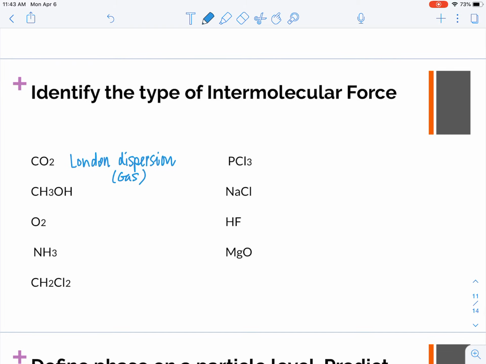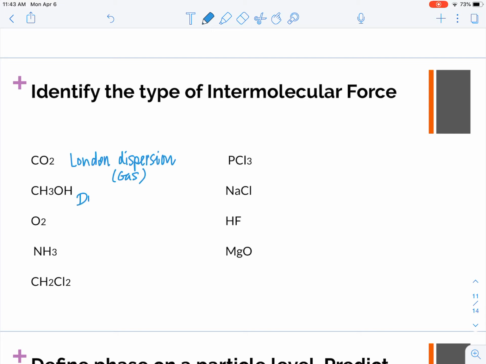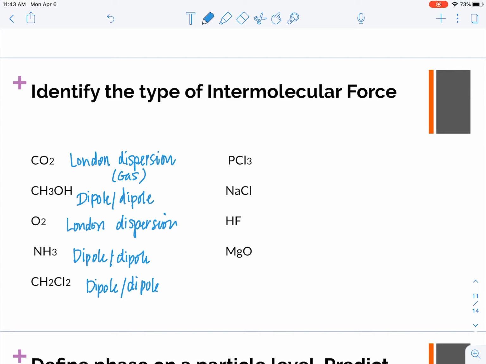If it is a polar molecule, no surprise, polar molecules have dipoles, and those dipoles attract. So polar molecules will have dipole-dipole intermolecular forces. Oxygen, again, is a weaker force, London dispersion. Nitrogen trihydride would be dipole-dipole. So would this guy. And phosphorus trichloride, also dipole-dipole.